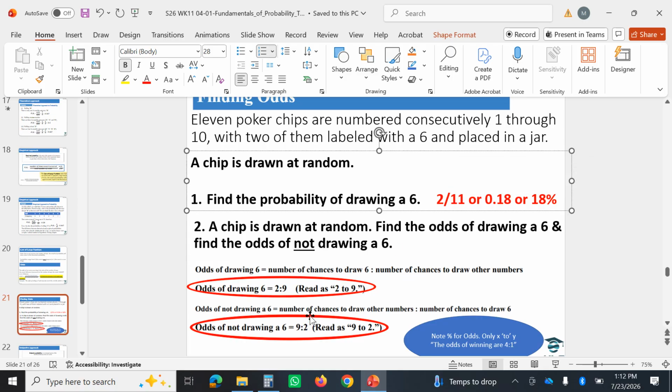The odds of not drawing a 6. Well, in this case here, it's the number of undesired to the number of desired, and you'll see there 9 to 2. Okay, so the odds of that horse not coming in is 9 to 2. Okay, good.